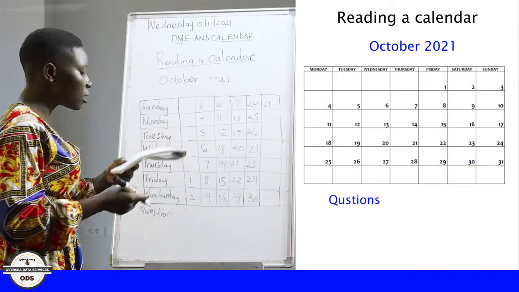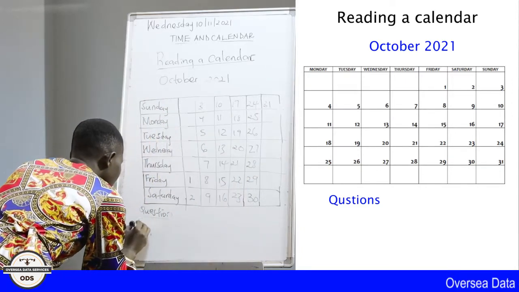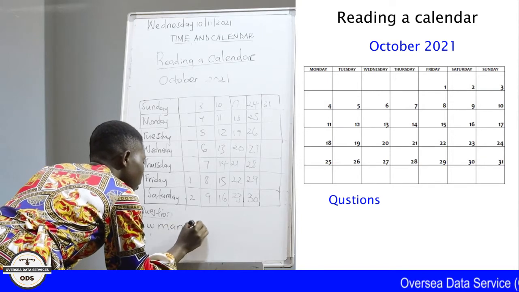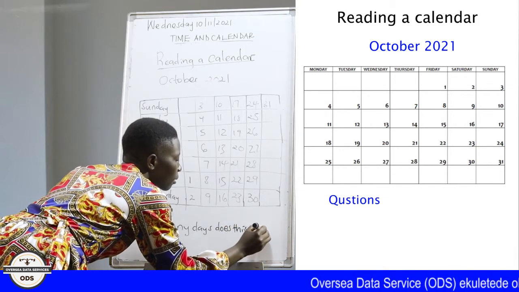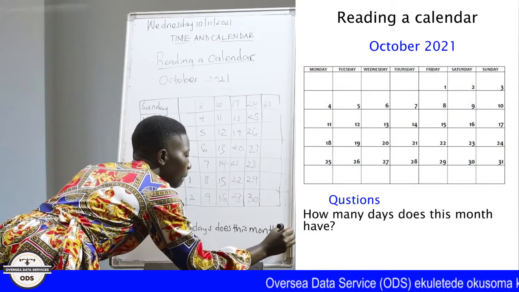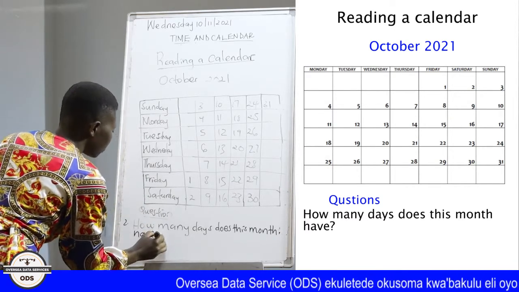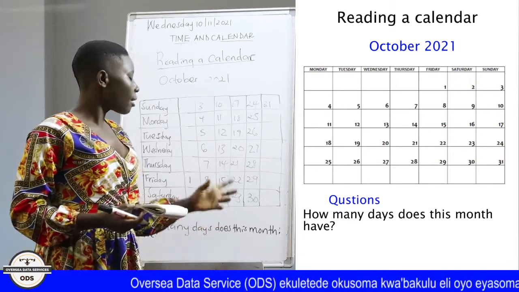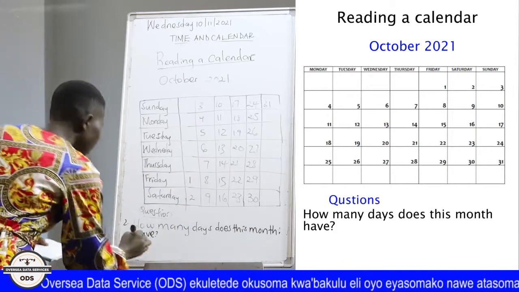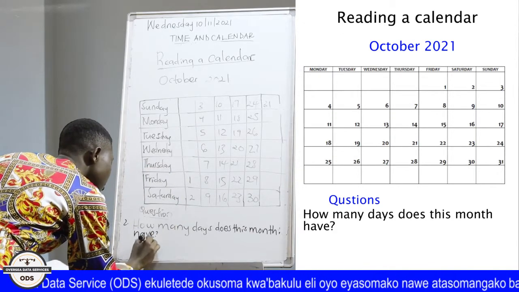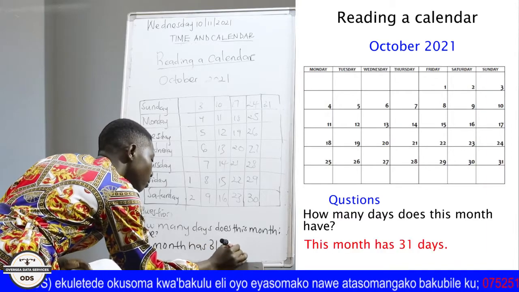But here, our second question is, how many days does this month have? This month has how many days? 31 days. This month has 31 days. Okay?